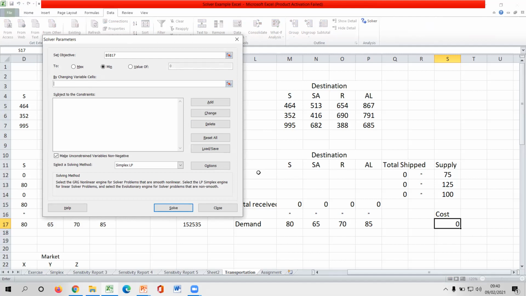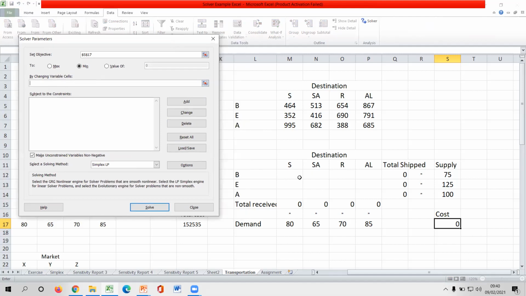Now you know we need to calculate how much shipment we are going to incur from factory B to market S, SA, R and A. Therefore, this is our decision variable, sales, right? That's the decision we need to take. Then we know that we need to include our constraints, right? Therefore, go with this constraint window and just click Add.